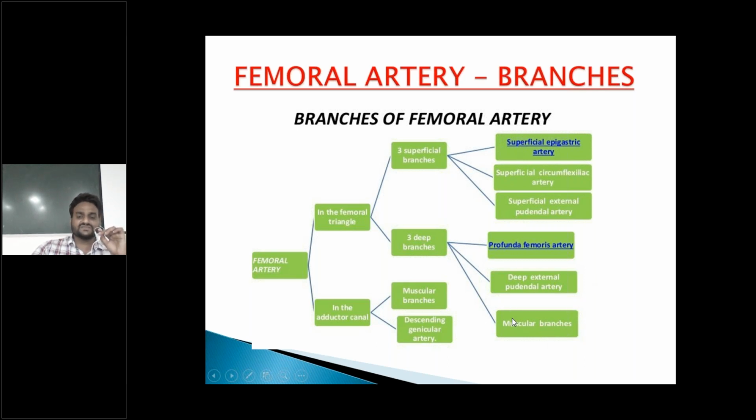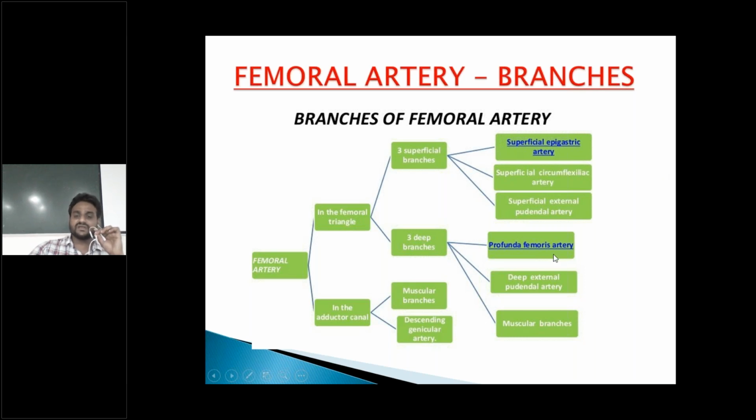Totally 6 branches within the femoral triangle. Now you see, out of 6 branches, the main and big branch is the profunda femoris. Very, very important. What is the main branch in the femoral triangle? Profunda femoris. Later, this profunda femoris branch divides into 6 branches.